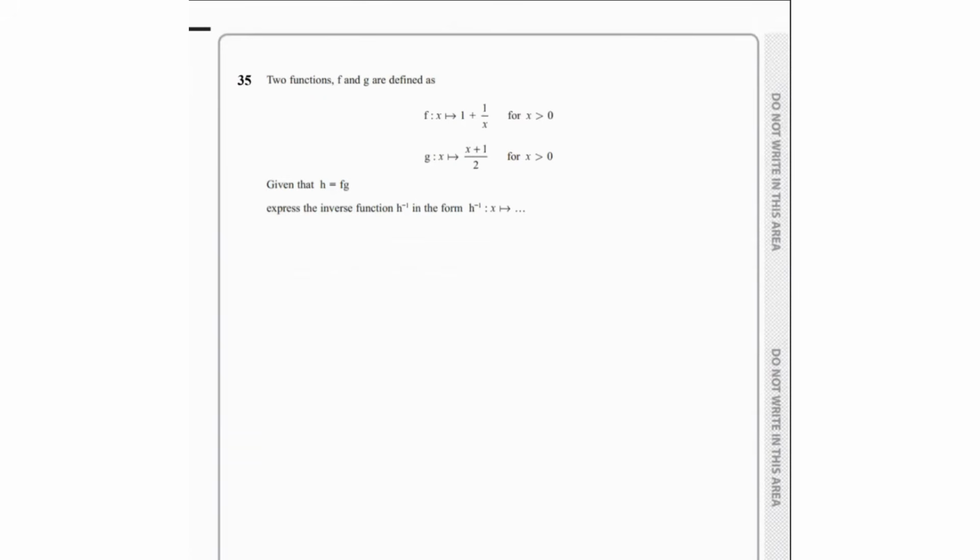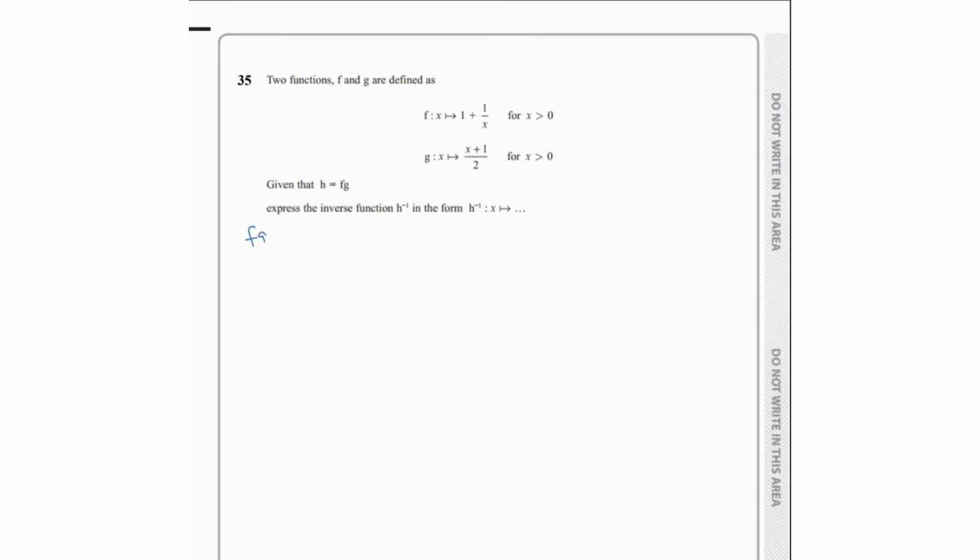Then we have functions. So for functions, they can ask you to find the inverse, the composite function, or the domain and range, anything. The question I chose asks us to find the inverse. So we have two functions, f of x and g of x. h of x is f of g of x. So that means we have to find the composite function f of g of x first, and then find the inverse of that, because that's what the question is asking us to do.